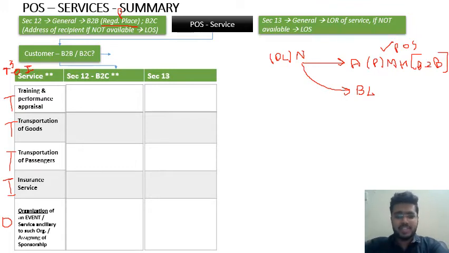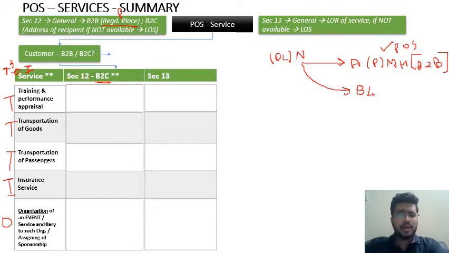So where is the catch? What we need to remember here is, what if it is a B2C customer, right? Then in that case, the place of supply will differ from the general rule. As we saw, if you're dealing with a B2B person, POS is the place where he's registered. To this extent, these five services are the same as the general rule. No difference. But when it comes to B2C, these have a difference from the general rule, guys. What are the differences? We will see it one by one.